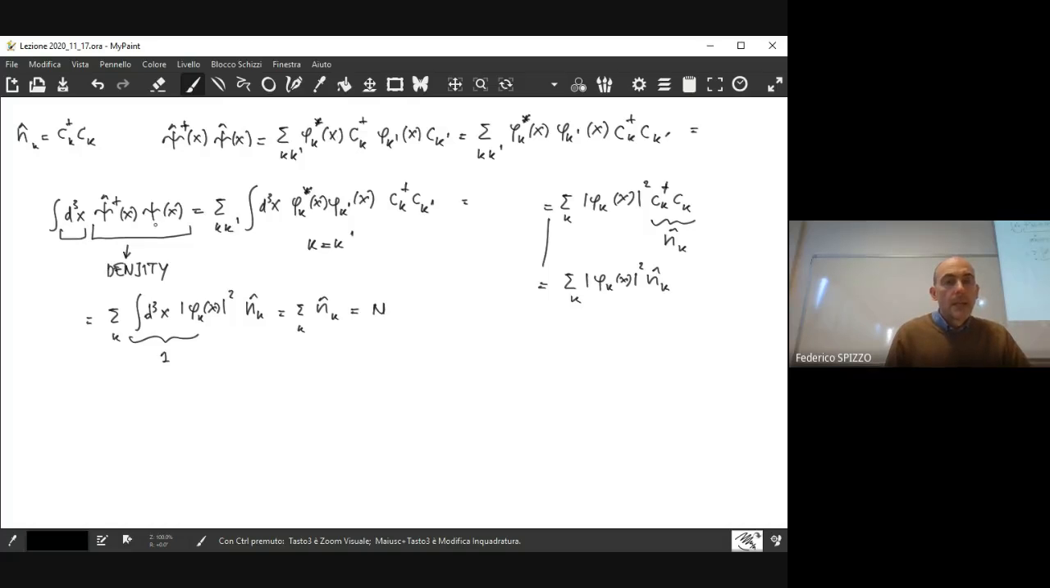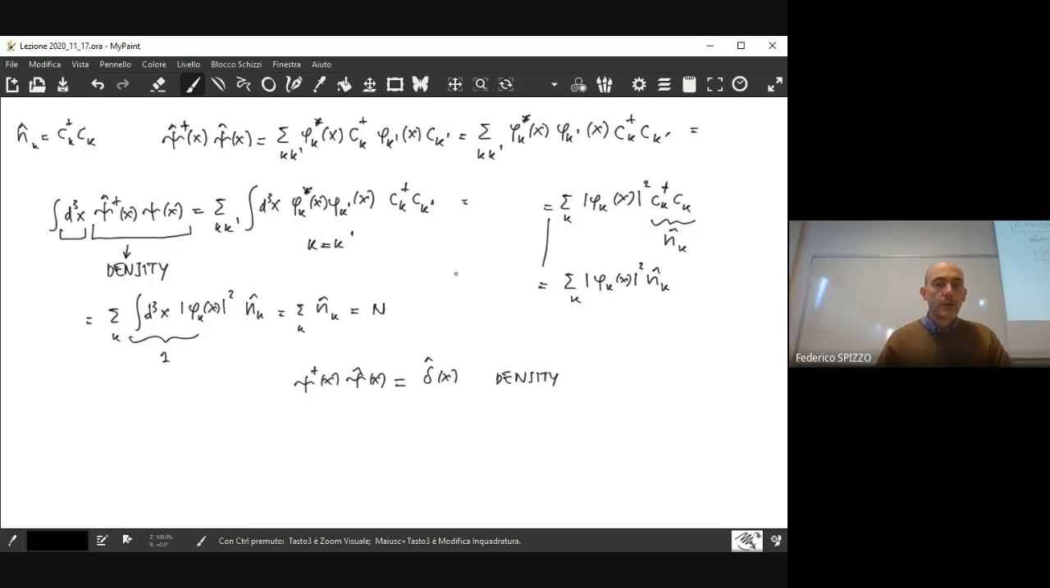Because if this was a number of particles per unit volume, then we multiply by the volume and we have the number of particles. So in this representation, psi cross x, psi x can be described as a density of particles evaluated in position x. So this is the particle density.